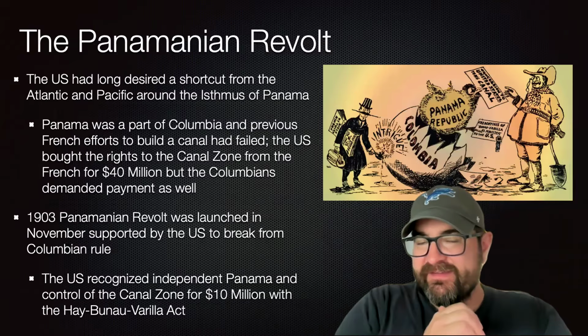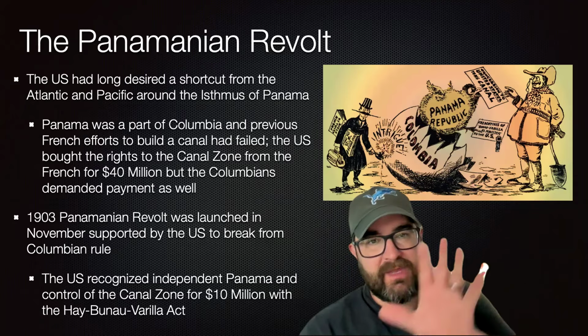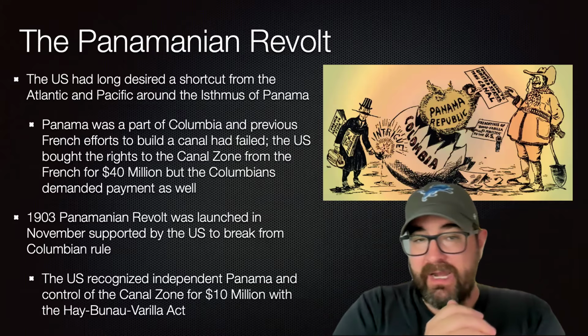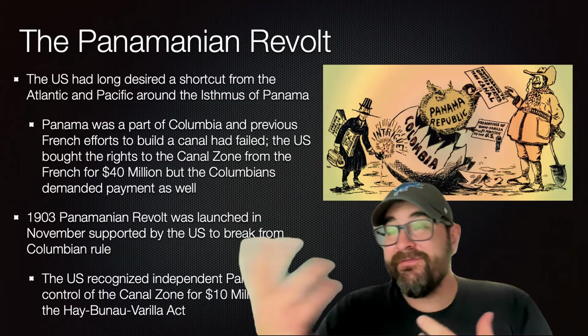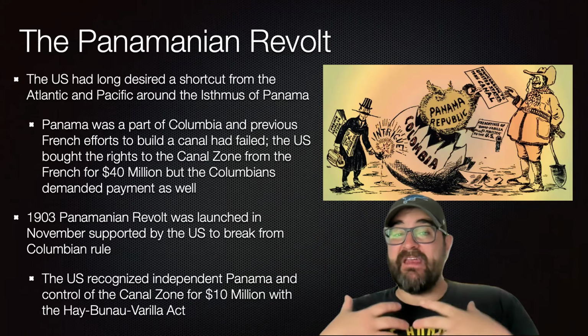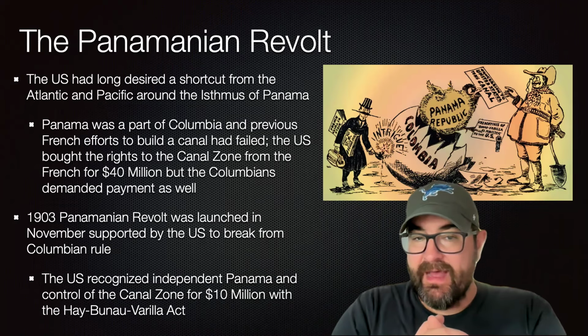Now let's head a little bit to the south into Panama. The United States had long desired a shortcut from the Atlantic Ocean to the Pacific Ocean around the narrow Isthmus of Panama. Panama was a part of Colombia, and previously, French efforts in the region to build a canal had failed. So the United States bought the rights to the canal zone from the French for $40 million.